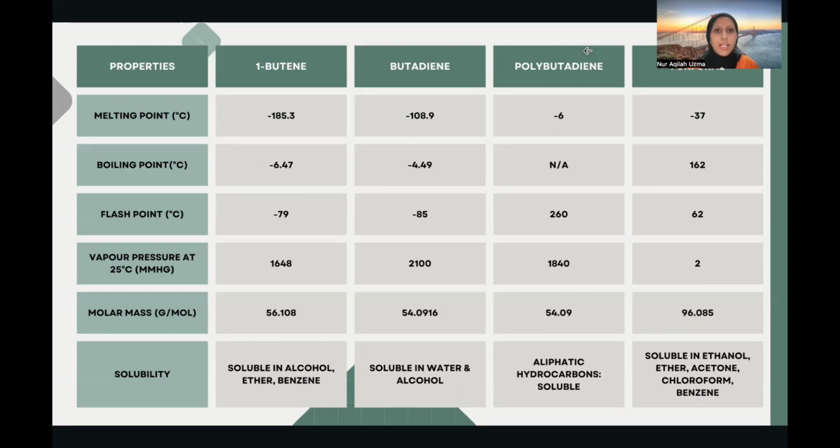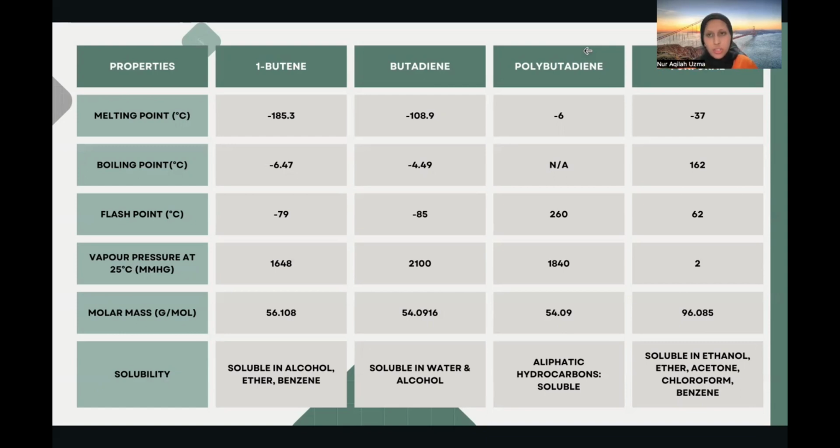For butadiene, it has a melting point of negative 108.9 degrees Celsius. It also has a boiling point of negative 4.49 degrees Celsius, a flash point of negative 5 degrees Celsius, and a vapor pressure at 25 degrees Celsius of 2,100 mmHg. Butadiene has a molar mass of 54.0916 gram per mole. Butadiene is also soluble in water and alcohol.